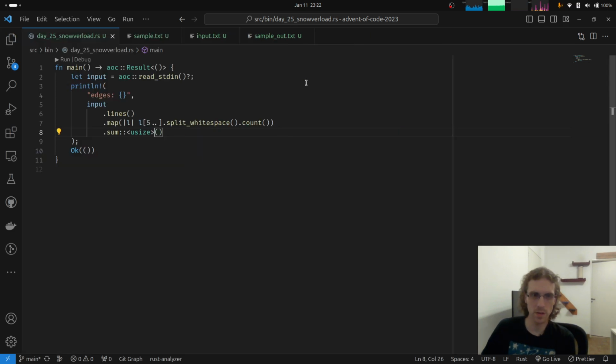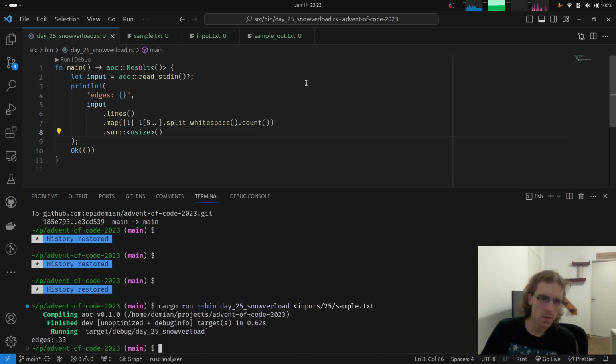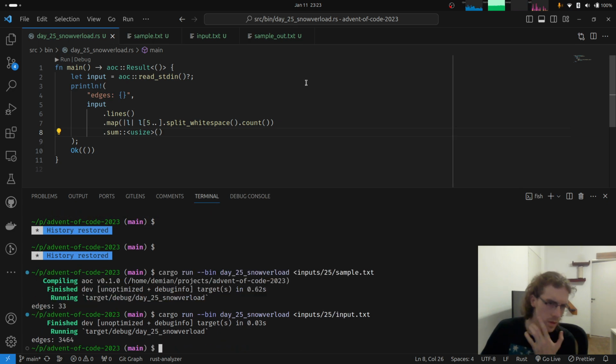So this time we are running something right away, well, after 25 minutes of talking, but not as bad as some other days. It's an overload. Let's print this with the sample first. So, what did I want to say? I'm just printing the number of edges, right? 33, okay. And in the actual inputs, 100 times more, 3400.